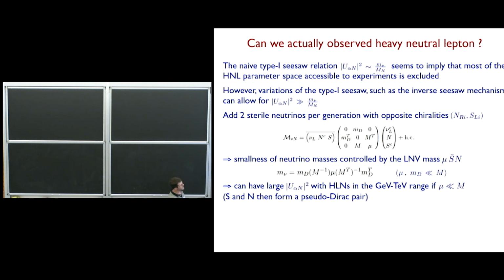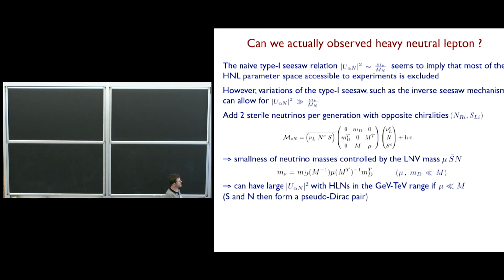It means that both M_D and big M are Dirac masses. They do not violate lepton number. And this mu here is a Majorana mass. It is the one that violates lepton number. And the result of that is that now the light neutrino masses are controlled not by M_D over big M, but by this small lepton number violating mass mu, which is the Majorana mass for S. And the light neutrino masses are given in the one generation case by this formula.